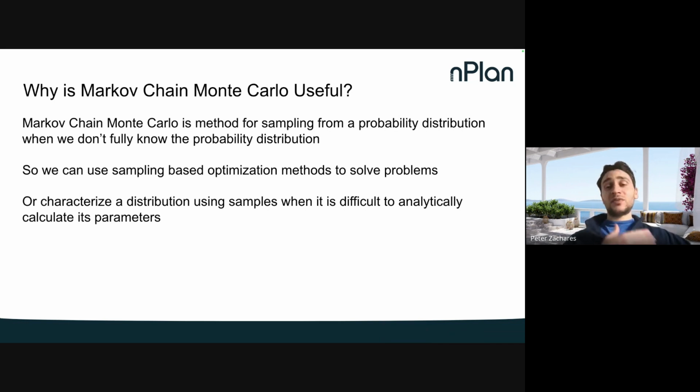Another reason you might use it is so you can characterize the distribution you're trying to understand using samples. So maybe you have different distributions for different assets in a portfolio, and you want to know what the overall distribution of the portfolio's value could be. Then you could use this method to combine all of these to get the value of the overall portfolio.